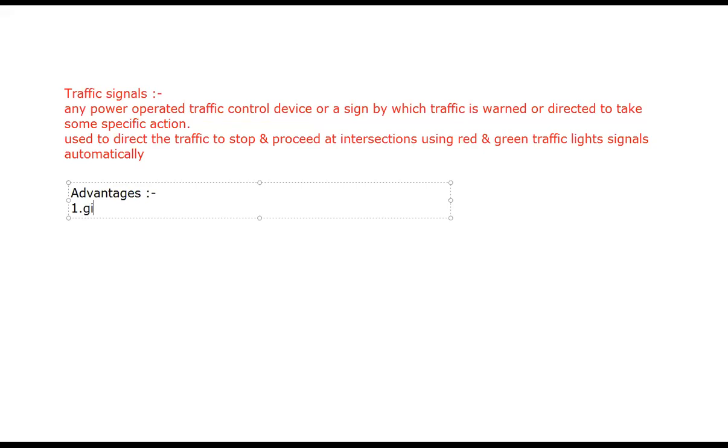Traffic signal gives proper movement to traffic and increases traffic handling capacity.